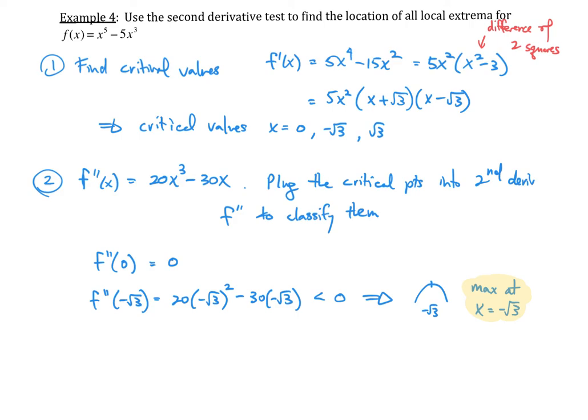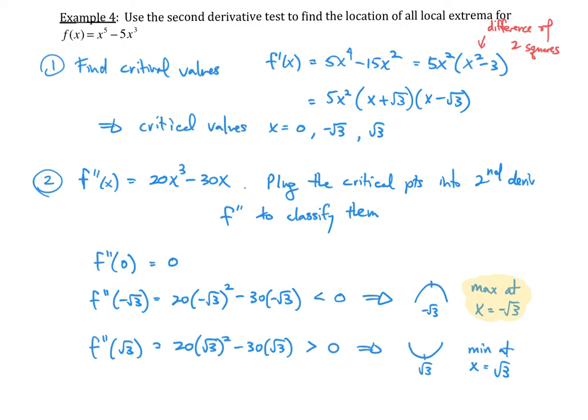Okay, and into the second derivative, I'm going to plug in rad 3. This is going to give me 20 times rad 3 squared minus 30 times rad 3, like this. In this case, this is going to give me a positive number. So this tells me that, positive things make me happy. So when I'm at rad 3, it's concave up. This tells me that I have a minimum at x equal to positive rad 3. So let me highlight that guy.